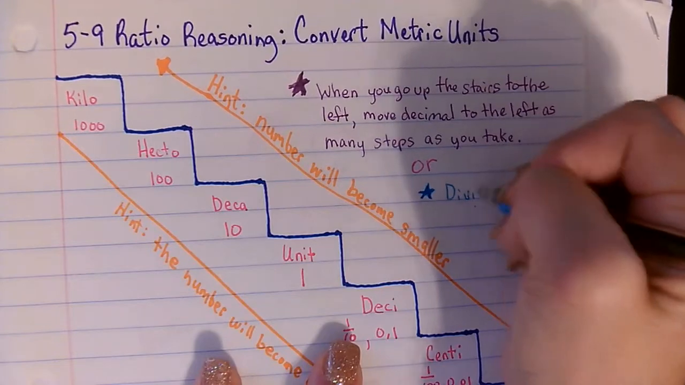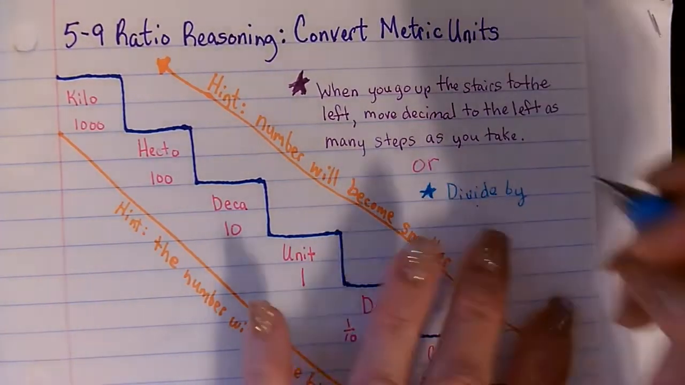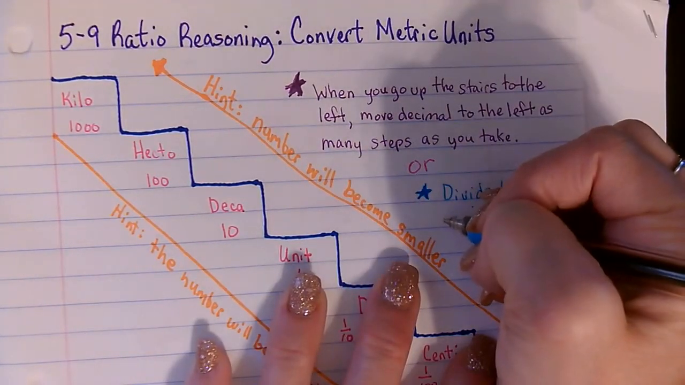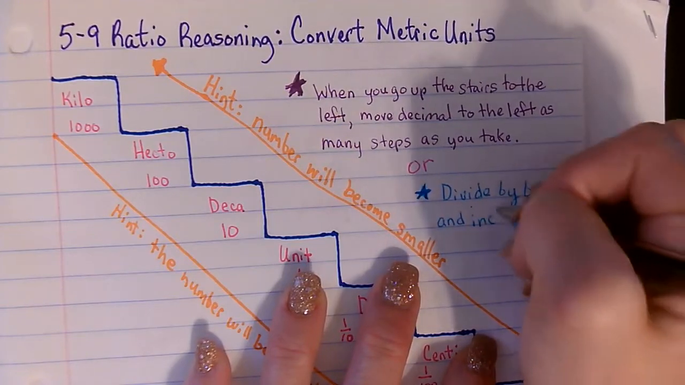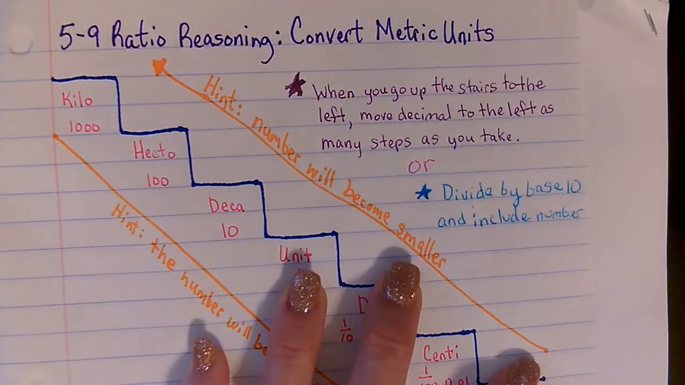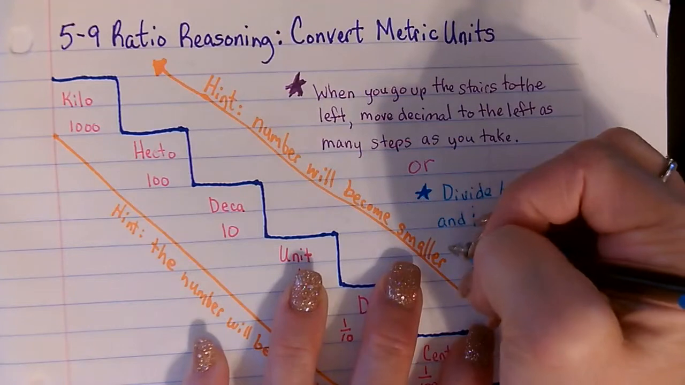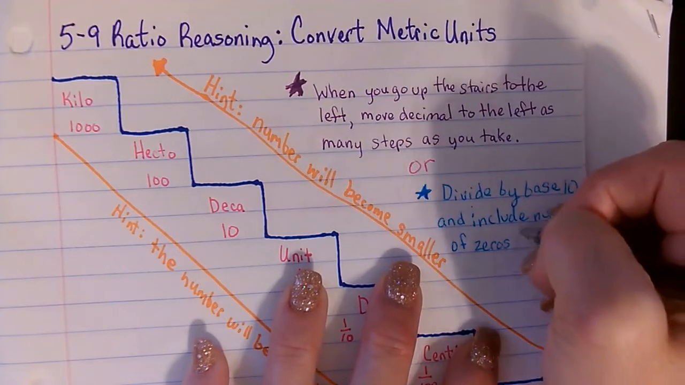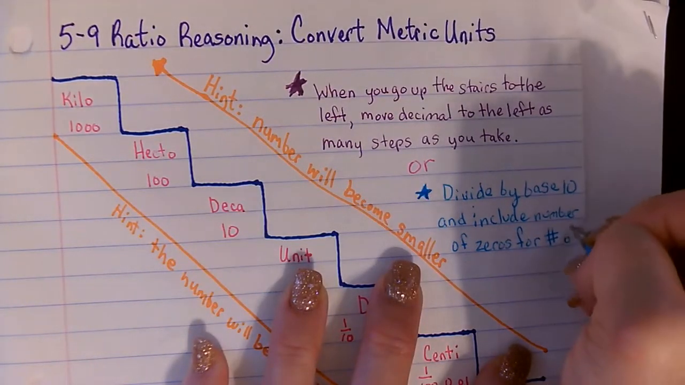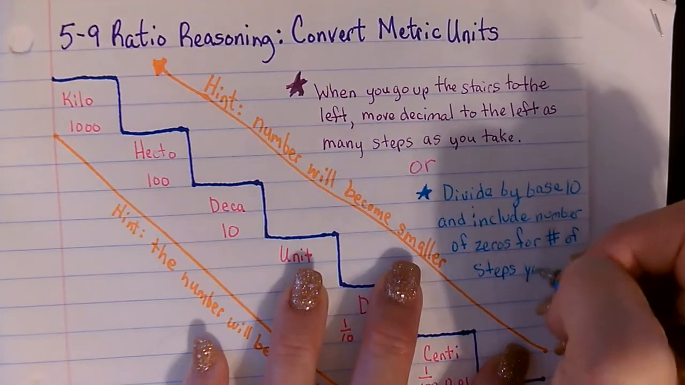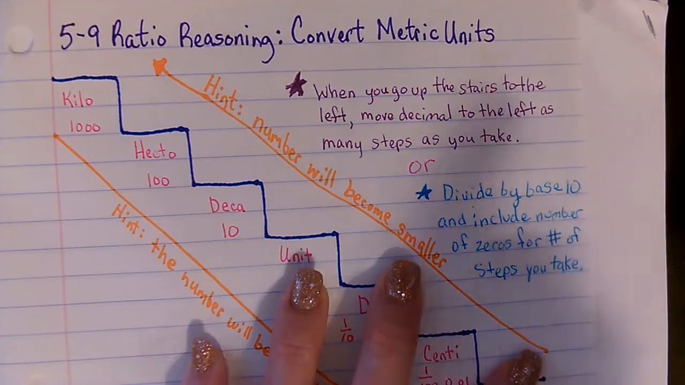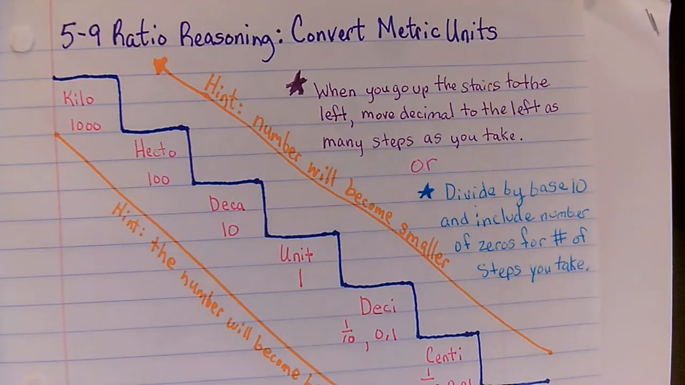Divide by base 10, and include, this is important here, the number of zeros for the number of steps you take. Include number of zeros for, and I'll do hashtag symbol here, which also means number because we're running out of room, for number of steps you take. And what that means is if you take 2 steps, then you'll divide by 1 with 2 zeros. Okay? Alright.